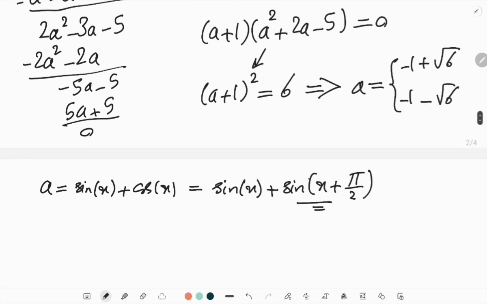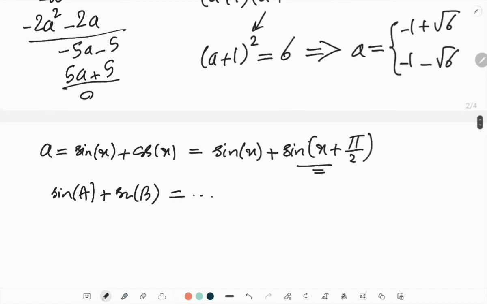And then if I just use the formula for sine of a plus sine of b, there are formulas for these. I'm sure you can find it, or maybe you have already memorized it. And then I can write a equals 2 sine of x. I mean, it can be proved that this is basically equal to square root of 2 times sine of x plus pi over 4. I don't prove this part, but it's very easy.